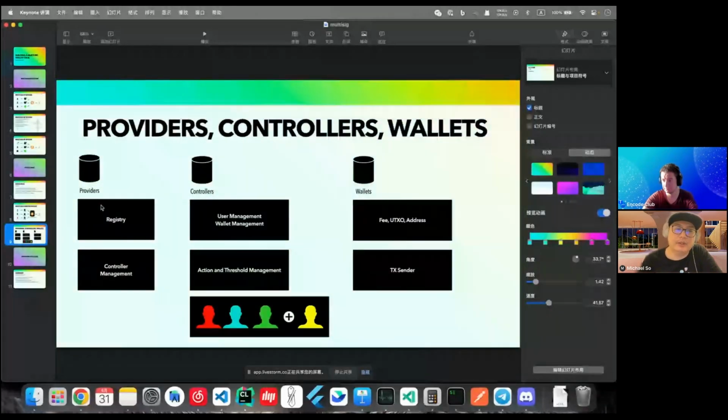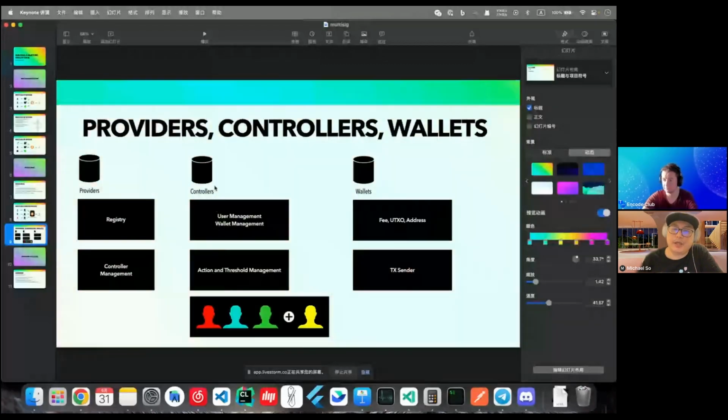multiple groups, like a company or a studio or a certain number of people. We can provide a group of people to manage all the controllers and wallets. So providers will be managing the registry for all the controllers and wallets. And the controller will be managing who is logged into the system. So we can define 3 people, 4 people, or 5 people to manage their own wallets. We can define the groups.